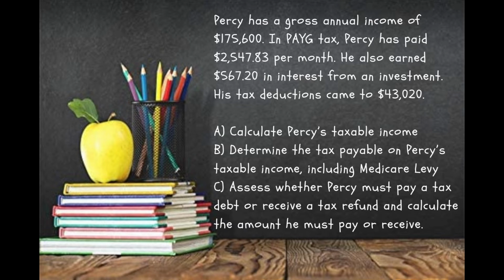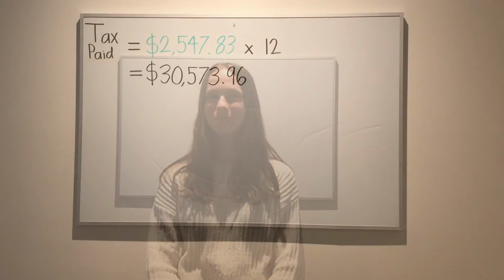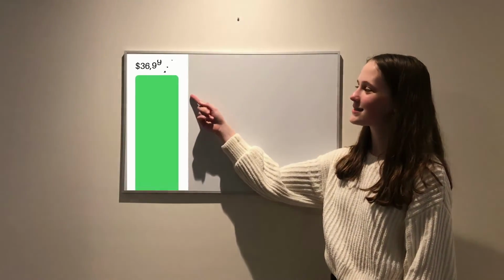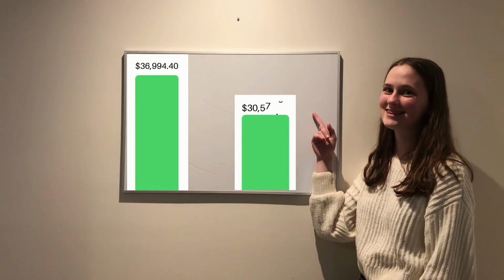It states that he has paid this in paid due tax per month. How much has he paid in a year? We multiply this by 12. Percy needs to pay this in tax, but he has only paid this. Obviously, he has not paid enough, resulting in a tax debt, which is not what Percy would like to hear.